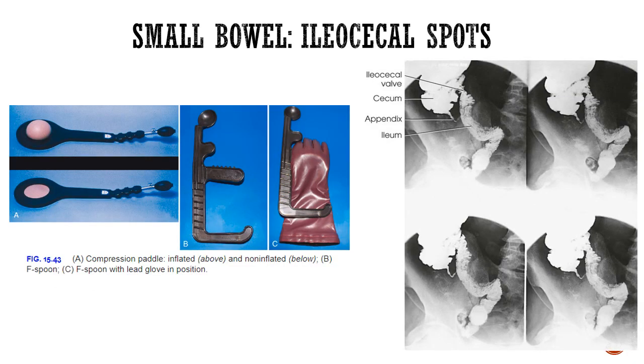The final part of the small bowel is the ileocecal spots. So something that happens is either the radiologist or the radiographer will use the compression paddle or an spoon, and they're going to compress the area so we can see the ileocecal valve more clearly on the image. And so you can see that there were 4 images taken of the ileocecal valve in this case. This concludes our lesson of the first part of the procedures of the digestive system.